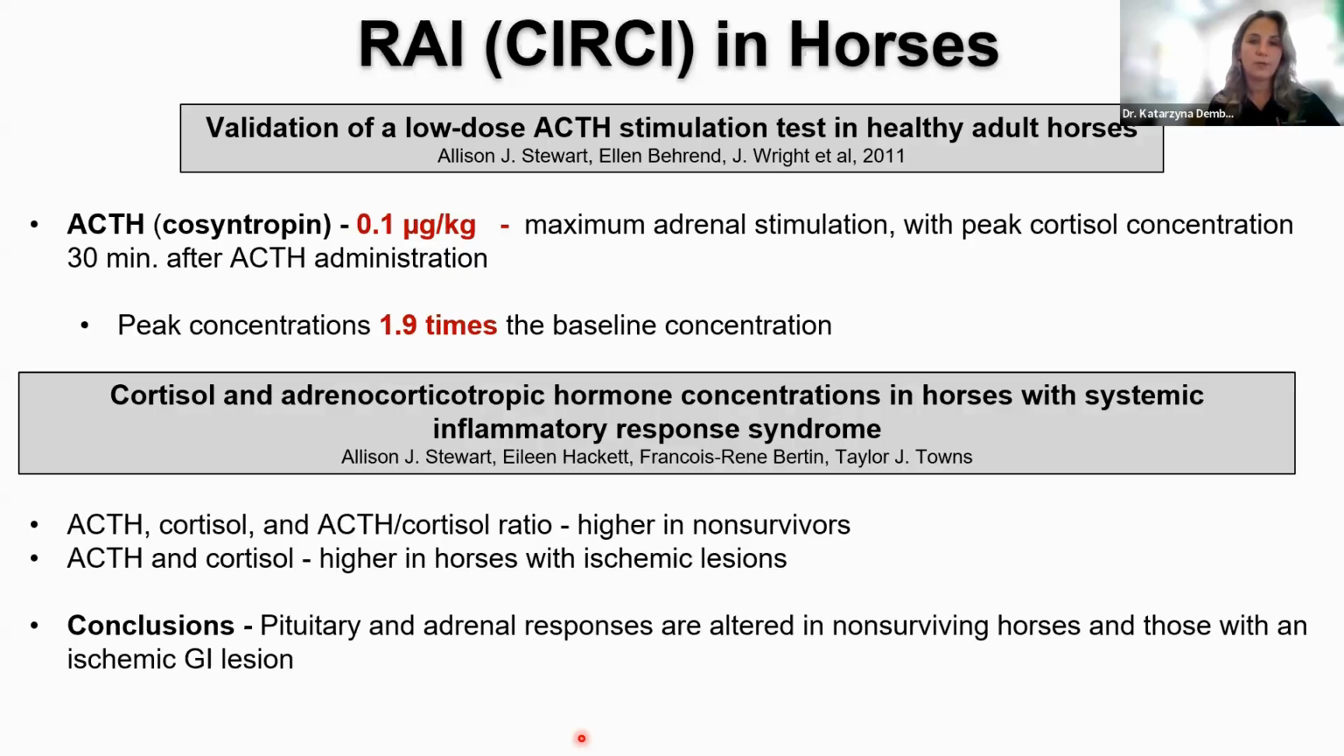And the same group looked at ACTH and cortisol concentration in horses with systemic inflammatory response syndrome. They found that horses that did not survive, as well as horses with ischemic lesions, had higher concentrations of cortisol and ACTH, and a higher cortisol to ACTH ratio. So the overall conclusion from the study was that pituitary and adrenal responses are altered in non-surviving horses and those with ischemic gastrointestinal lesions.